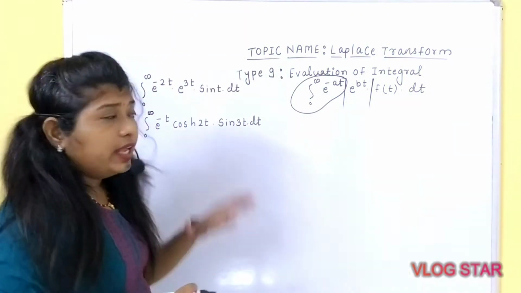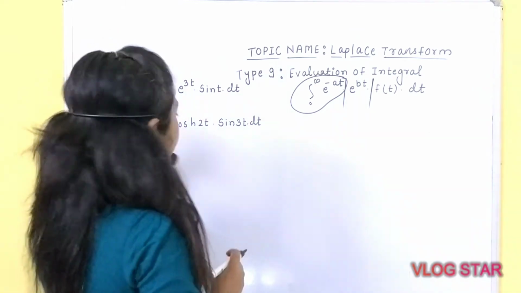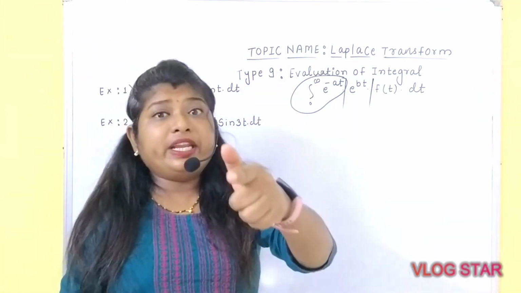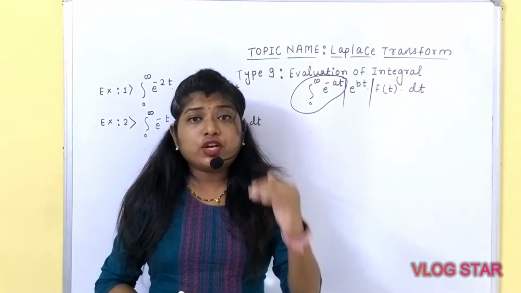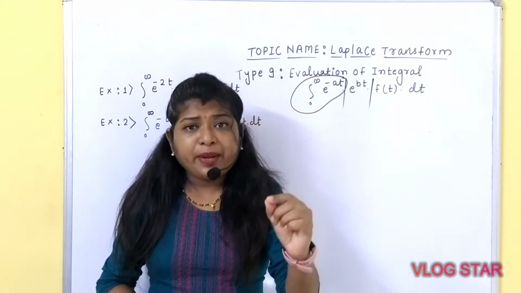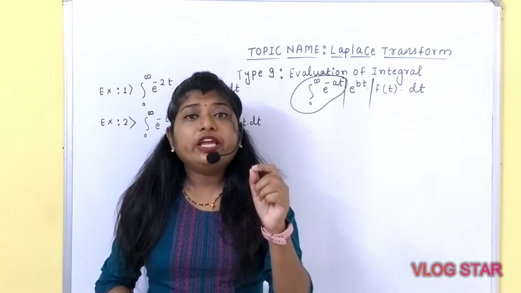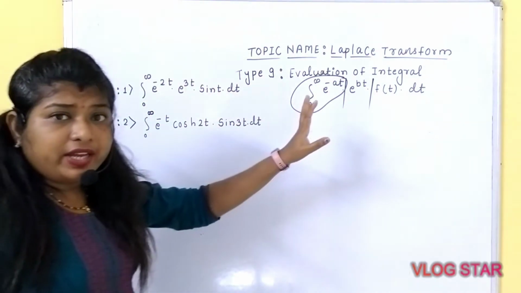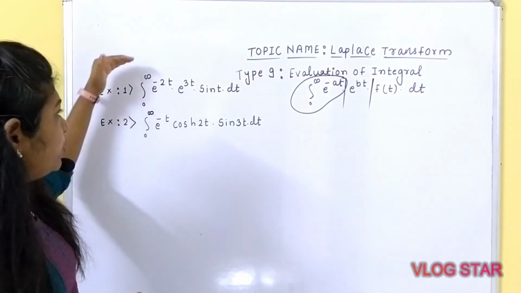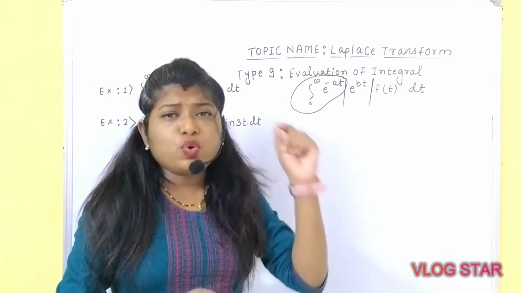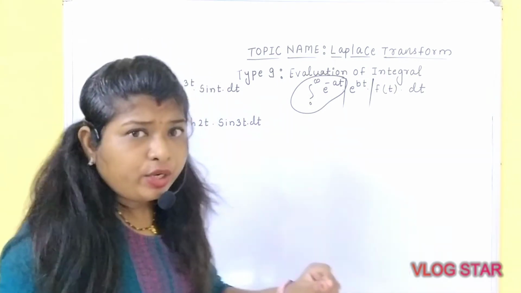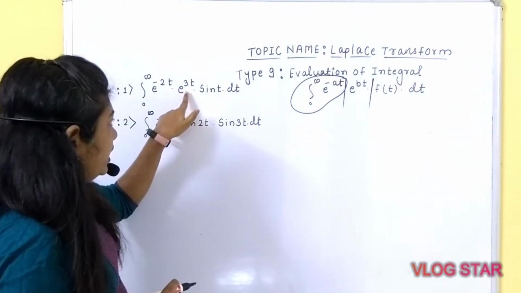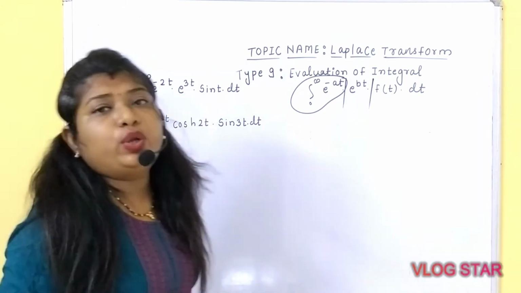What is given? Integration of 0 to infinity. First you have to identify that if it is integration of 0 to infinity, that problem is related to evaluation of integral. So here what is given? Integration of 0 to infinity e raised to minus 2t into e raised to 3t into sin t into dt.